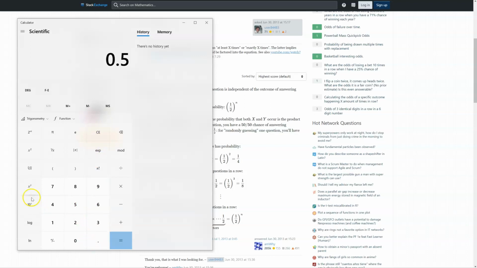And if we raise that to the power of 10, bam, you only have a 0.09% chance, we'll call it a 0.1% chance of being wrong 10 times in a row. That's it. That's how unlikely it is that you'll be wrong 10 times in a row.